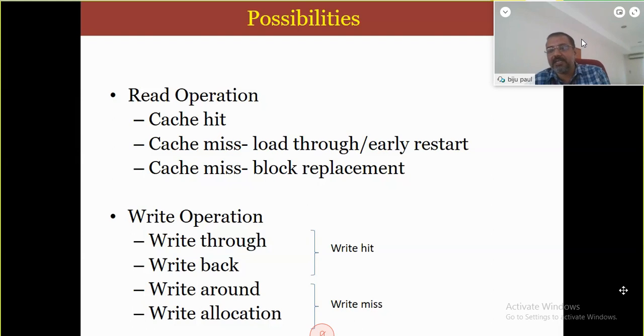If it is not updated, and that block is used again after some time, that data won't be the updated one. Hope it's clear.